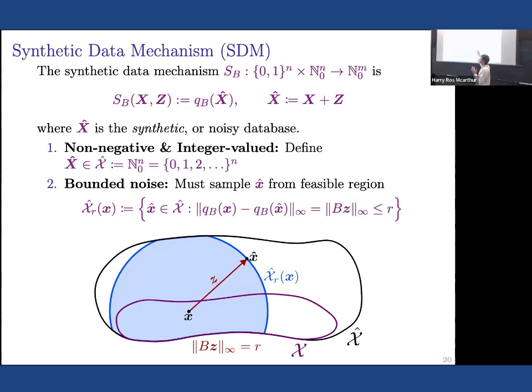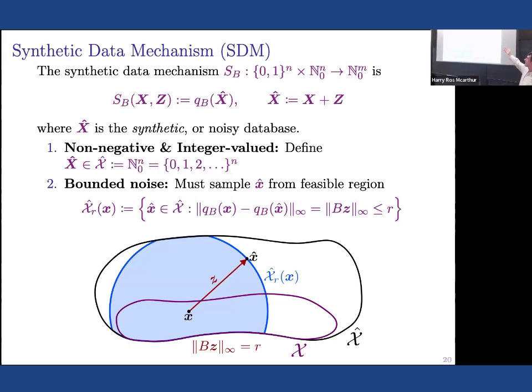This is what we call the query bounded R neighborhood. So this is your true database X. You can only choose databases which are close to X, effectively. If you choose a database which is too far away from the original one, then you're going to add too much noise to the published outputs.